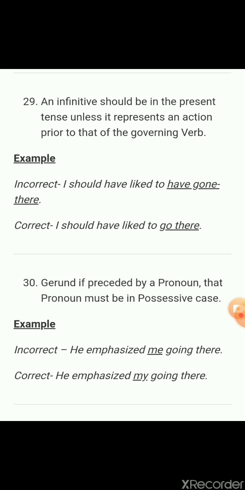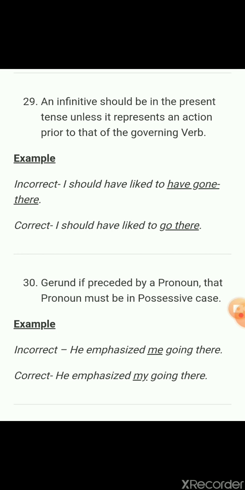So the example here: I should have liked to have gone there. I should have liked to go there. While just reading, we are catching the error. So simple.